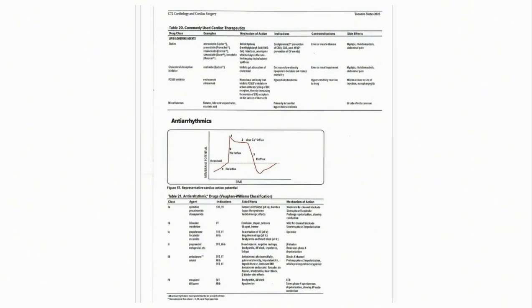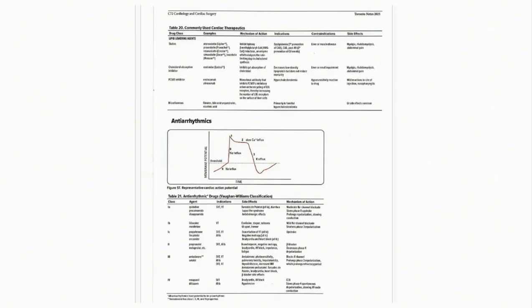Class 1B examples include lidocaine and mexiletine. Indications include primarily ventricular tachycardia. Mechanism: mild sodium channel blockade and shortened phase 3 repolarization. Adverse effects: confusion, tremor, seizures, and gastrointestinal upset.